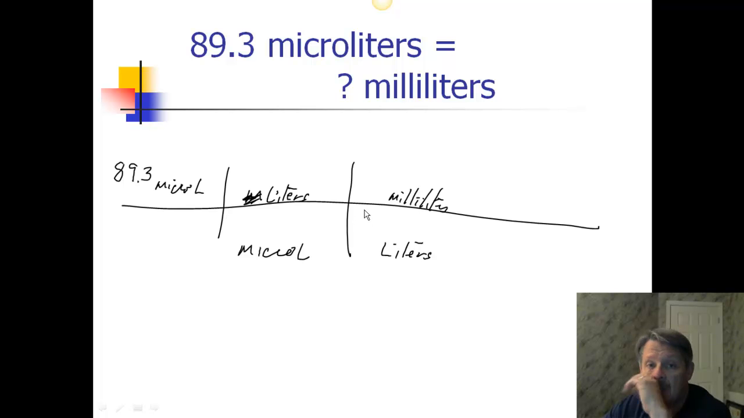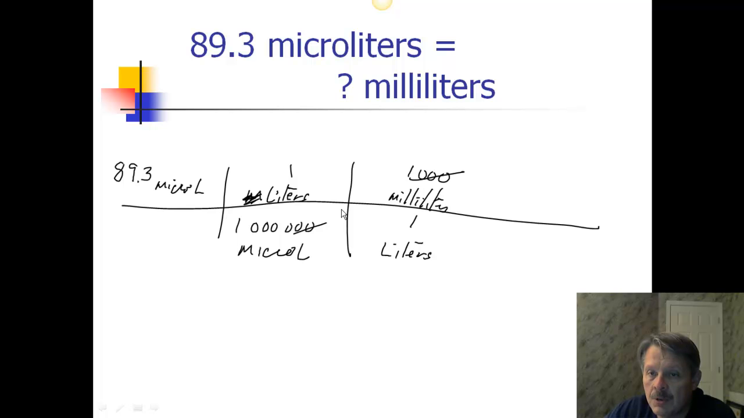If I look it up, I see that there are 1 million microliters in 1 liter. And I can see that there are 1,000 milliliters in 1 liter. These 3 zeros and these 3 zeros cross each other out. So I now have 89.3 divided by 1,000, which is 0.0893 milliliters.